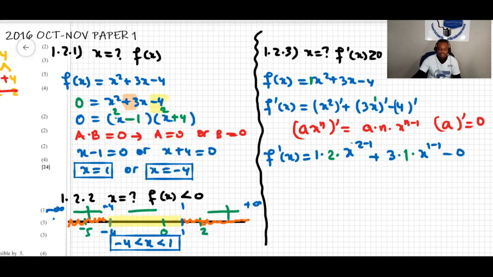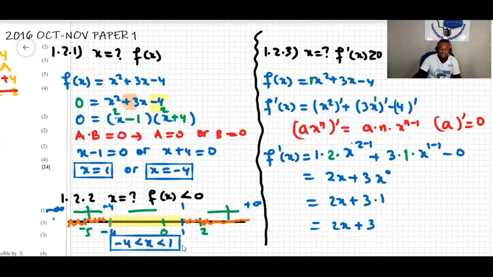Now, this will be then 2x plus 3, because here the exponent makes 0. I can write x to the power of 0 just to show. This is equal to 2x plus 3, because x to the power of 0 makes 1. Now, that's the derivative of the function.